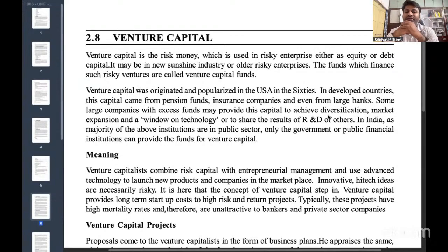Venture capital originated and was popularized in the USA in the 1960s. In developed countries, this capital comes from pension funds and insurance companies. Generally, venture capital can mobilize funds from pension schemes, insurance companies, and even large banks. Some large companies with excess funds may provide this capital to achieve diversification, market expansion, and to gain new technology or to share the results of research and development of others. In India, a majority of these institutions are public sector. Only government or public financial institutions can provide venture capital funds.